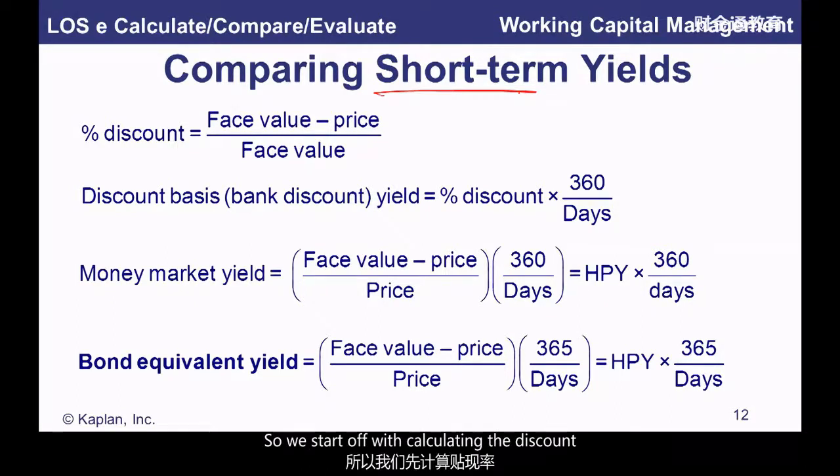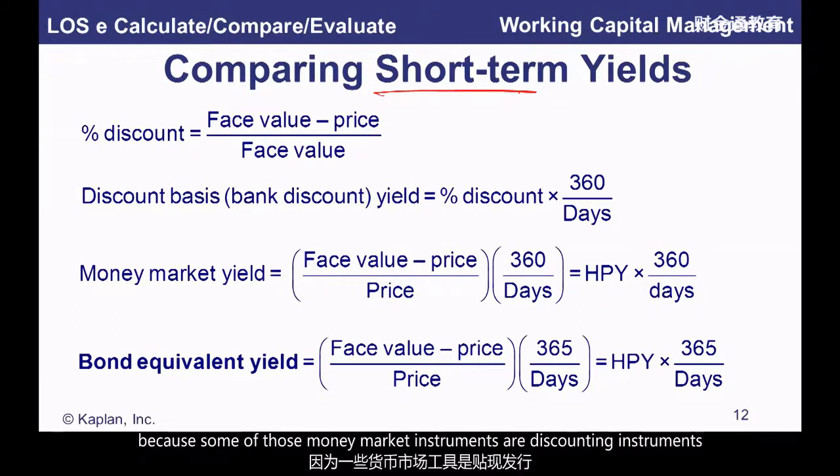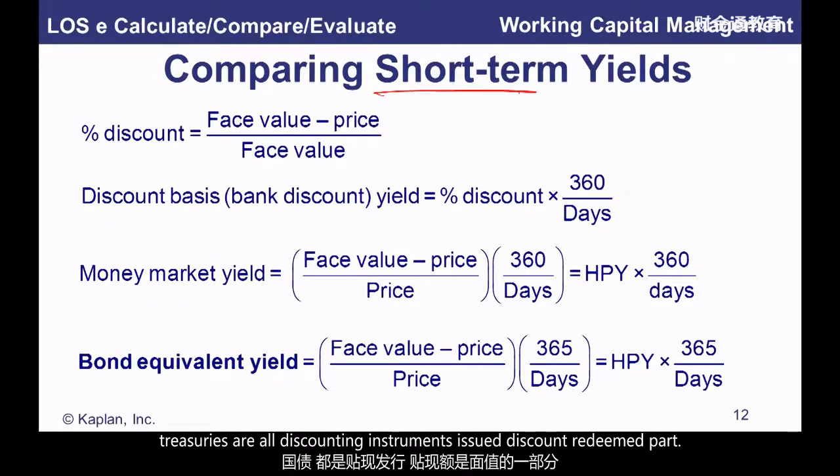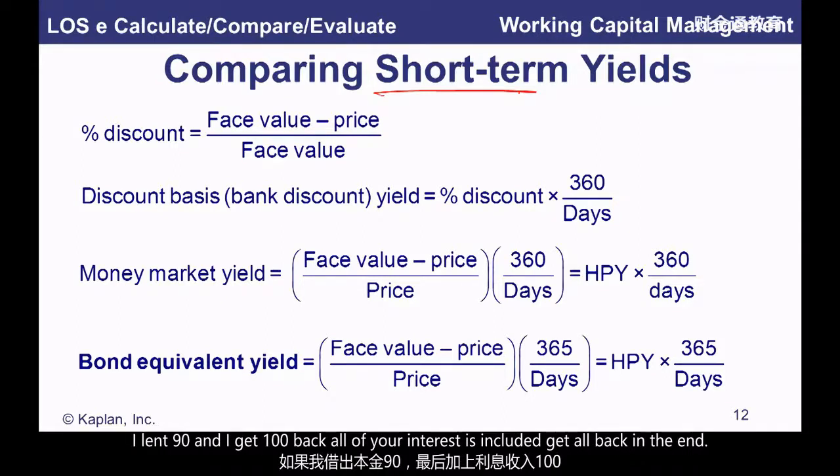So we start off with calculating the discount, because some of those money market instruments are discount instruments. Some of them will be add-on yields. So commercial paper, treasury bills, these are all discount instruments issued at a discount, redeemed at par. I lend 90, I get 100 back. All of your interest is accruing and you get it all back at the end.